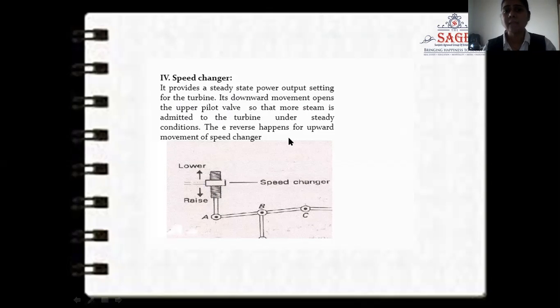Then the reverse happens for the upward movement of the speed changer. Whenever speed increases, it will be moved in the downward direction, and whenever speed decreases, it will be moved in the upward direction. It's a main factor of this system.